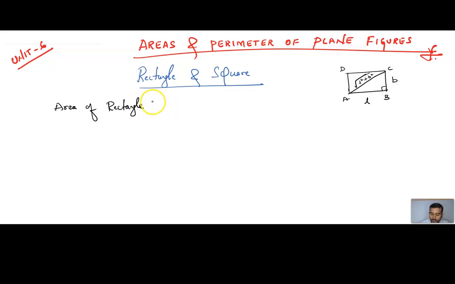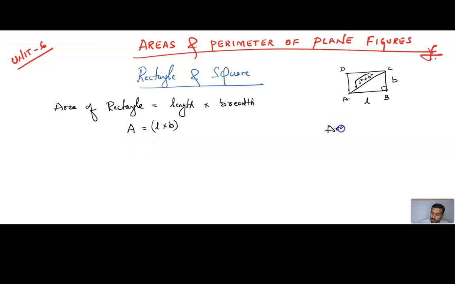Okay. First, we have to find the area of rectangle. Whenever you get the formula to find the area of rectangle, remember, you are supposed to write that as length into breadth. That is the formula to find the area of rectangle. In shortcut, we write capital A. A means area of rectangle, that is L into B. Now, what is the SI unit?